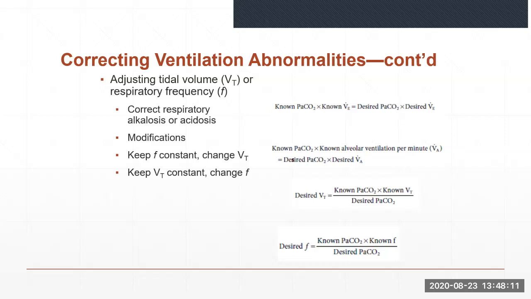A change in minute ventilation is often required after a patient is placed on mechanical ventilation. It is not uncommon to use full ventilatory support initially and then make adjustments after an initial assessment is performed. During mechanical ventilation, adjusting the set tidal volume or rate or frequency can be used to adjust respiratory alkalosis or acidosis. The equation is the known PaCO2 times the known minute ventilation equals the desired PaCO2 times your desired minute ventilation.